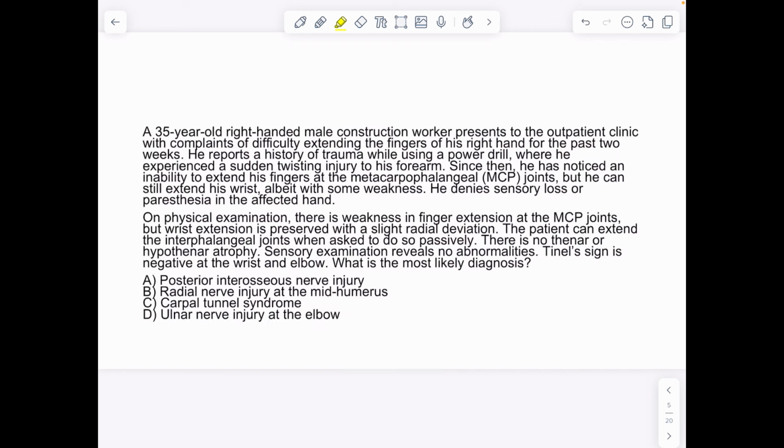Coming on to the next question, a 35-year-old right-handed male construction worker presents to the OPD with a complaint of difficulty in extending the fingers of his right hand for the past 2 weeks. So the moment you see this extension of the fingers, that means somewhere a radial nerve related question is asked. So he reports a history of trauma while using a power drill where he experienced a sudden twisting injury to his forearm. Now, since then, he has noticed an inability to extend his fingers at the metacarpophalangeal joint, but he can still extend the wrist with some weakness. So he denies any sensory loss or paresthesias in the affected hand.